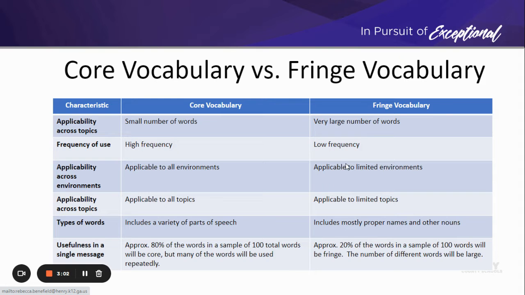Okay? And then we've already talked about the usefulness in single message. So again, approximately 80% of the words in a sample of 100 total words will be core. So 80 out of 100 words will be your core words, but many of those words will be used over and over and over again, while approximately only 20% of the fringe words are used out of 100 words, okay? So you can see the big difference. You get more bang for your buck with that core vocabulary.